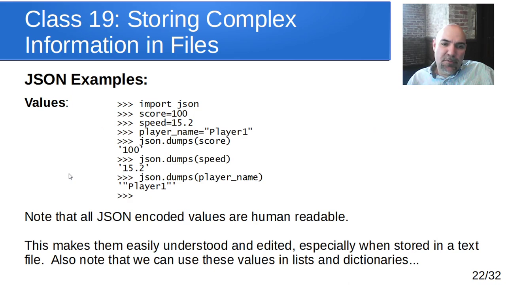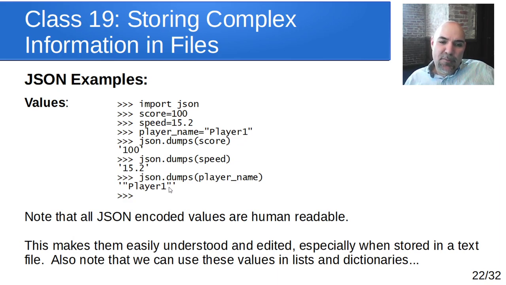All right, so let's look at some examples here. So we import json, score equal 100, speed equal 15.2, player name equal player 1. So if I do json.dumps on score, it encodes it as "100". Notice that is very readable. You can tell that's a 100, unlike pickle where it was some weird bunch of bytes. json.dumps speed, 15.2. That looks like 15.2. And json.dumps player 1, it comes in as player 1 in double quotes, because that's a string. But you'll notice how human readable that is.